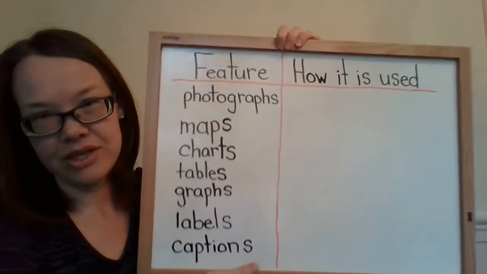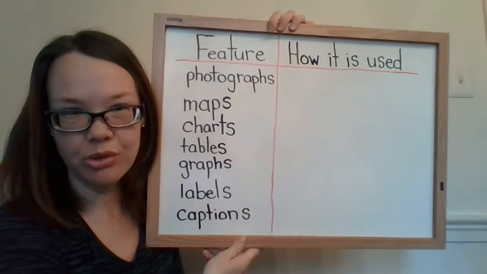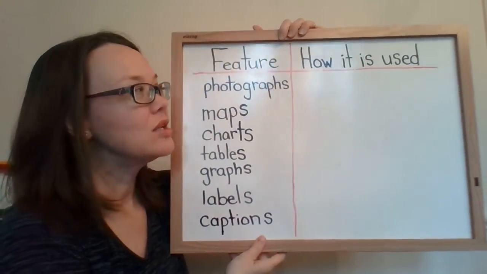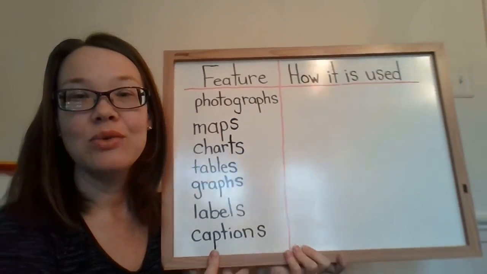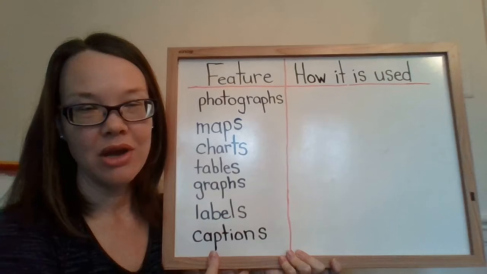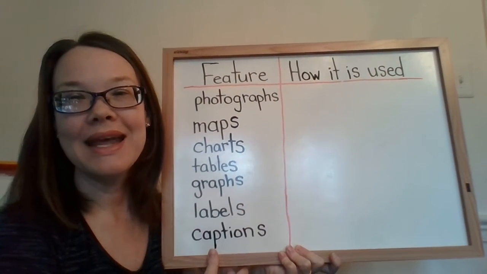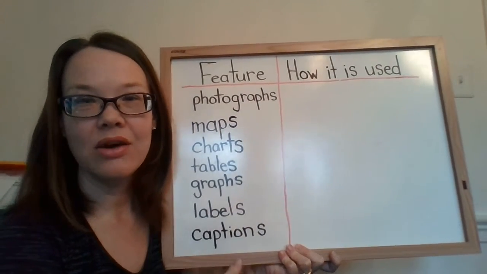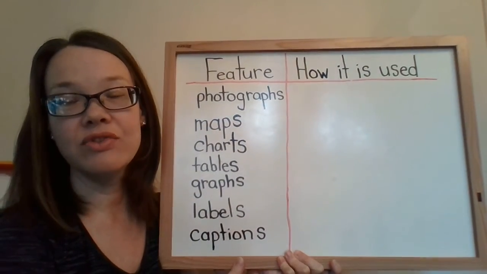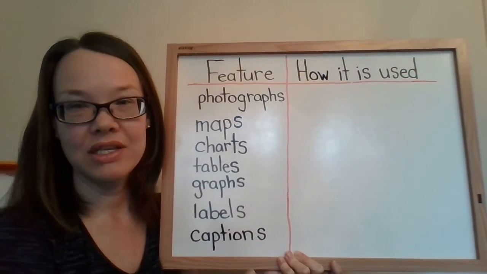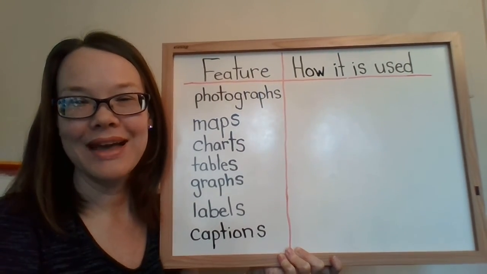Why would the author put all these things in the book for you as the reader? Okay, so that is what you're going to do today with your parents, and you can hopefully find some nonfiction books at home. All right, and then just look through them and see all the different features that you can find and how the author is using those features to help explain different things in the book for you. Okay? Have fun with that.